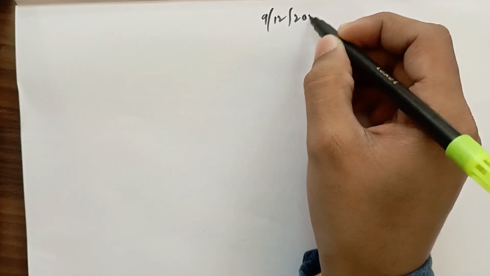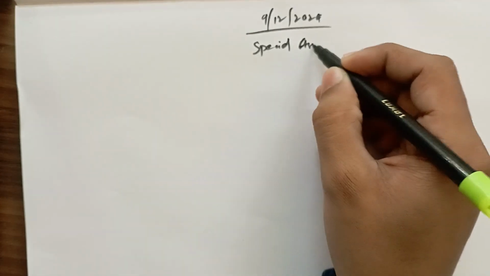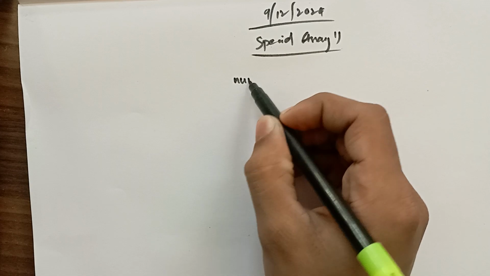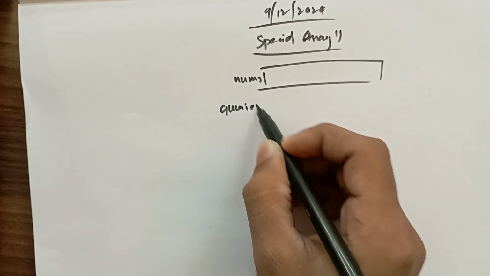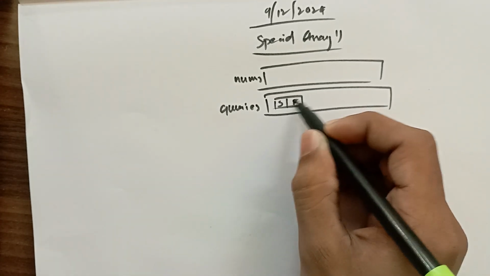Hello everyone, let us now discuss today's LeetCode POTD problem. So here in this question we are given Special Array 2. In this question we are given a nums array and queries, a 2D array which will be having start and end.